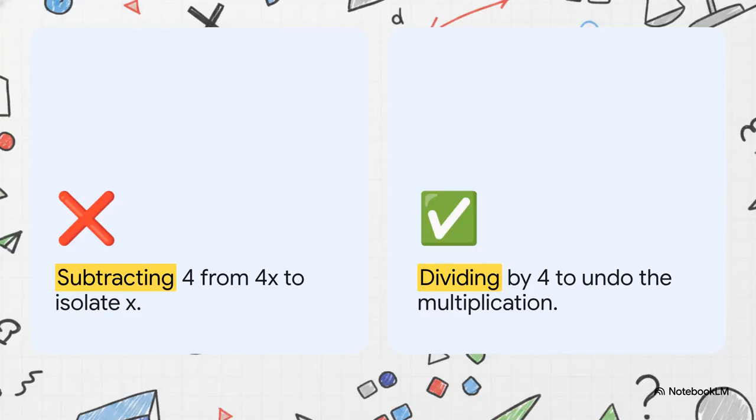Now, watch your step here, because there's a huge misconception trapdoor that catches a lot of students. Check out the incorrect method on the left side. When we see an equation with 4x, our brain sometimes instantly goes, oh, I want the x by itself, so I'll just subtract 4. But hold on. Remember, 4x means the 4 and the x are literally pushed together and multiplied. You absolutely cannot just subtract 4 from 4x to get x. Instead, look at the correct method on the right. To undo that multiplication, we have to use the inverse operation, which in this case is dividing by 4.